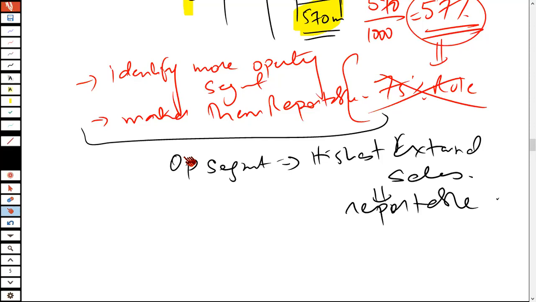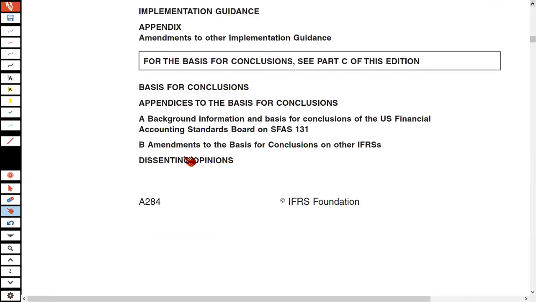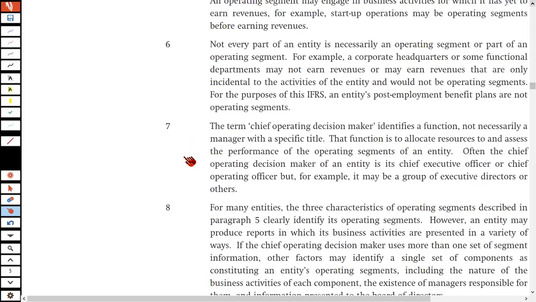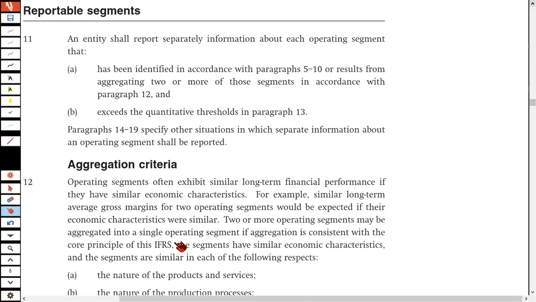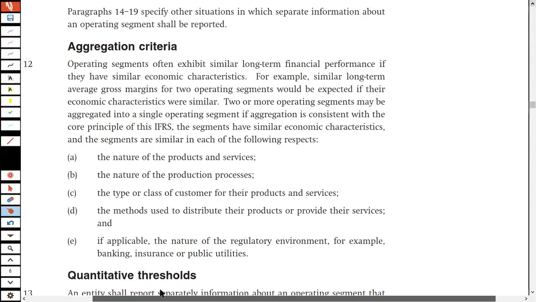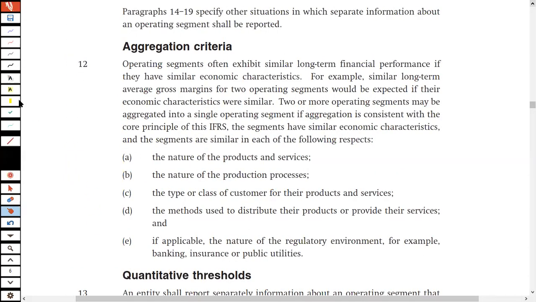which is there is one more criteria which needs to be discussed with respect to IFRS 8, and that is called the criteria of aggregation. I repeat, there is a criteria which is called the aggregation criteria. Now, let me tell you what exactly you mean by this aggregation criteria. Let's discuss it.